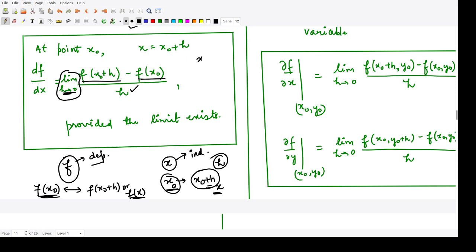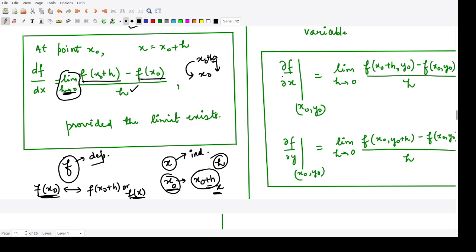That means this x point and x naught point, or x naught plus h, are very close to each other. So the distance h is tending to zero, that means this point is tending towards this point only. So this is the definition for the derivative at the point x naught.